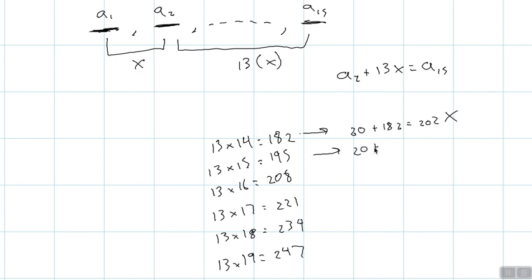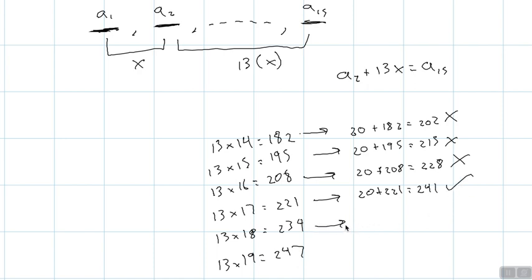Same here, we'll try 20 plus 195, and that is 215, which is not in the range of a sub 15. Now we'll try 20 plus 208, which is 228, again not in the range. 20 plus 221 is 241, so that would work. And if we do 20 plus 234, that's going to be above the range.